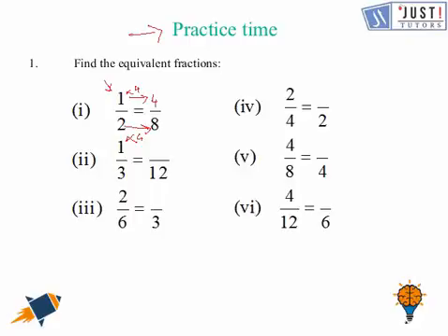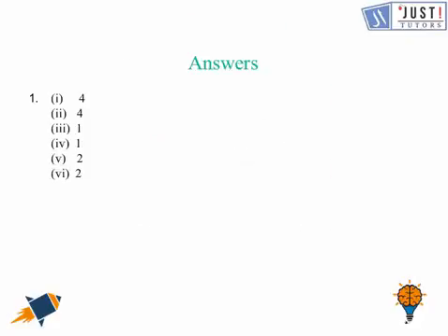And in this question, you can see we are moving from a bigger number to a smaller one. That means we use divide. Now 4 divided by which number to get 2? That would be 2. So we divide by 2 here as well. So the answer is 1. Similarly, you can try the other questions and you can match the answers from here.